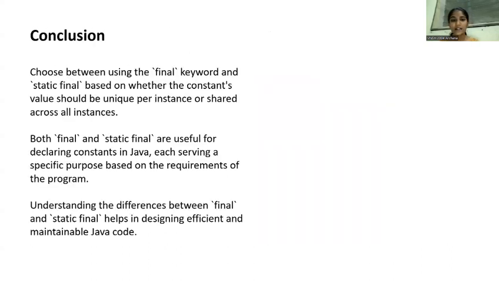And next, coming to the conclusion. For the final keyword and static final keyword, we choose between them based on the conditions we want. If we want to share among our classes, then we use static final. If we want to keep the variable constant throughout the program, then we use the final keyword. So this is the main difference.